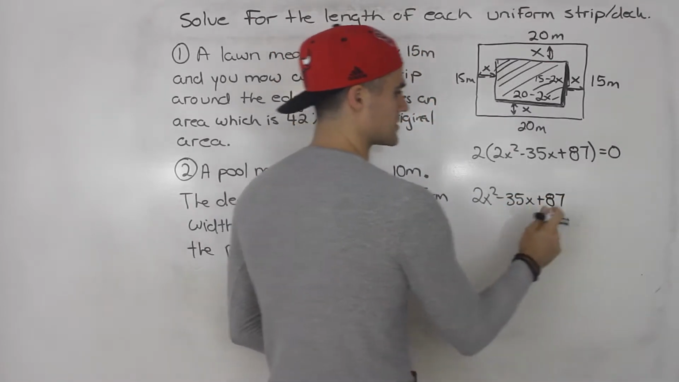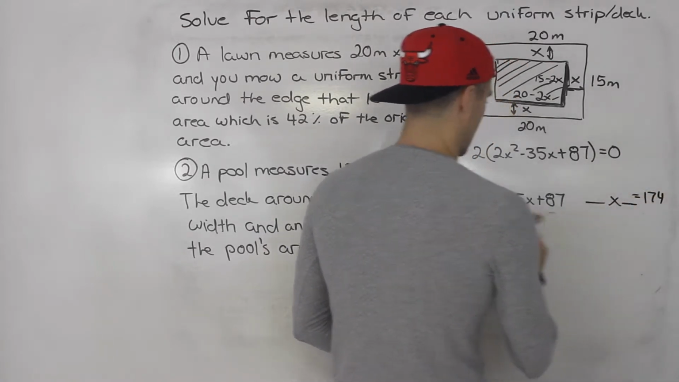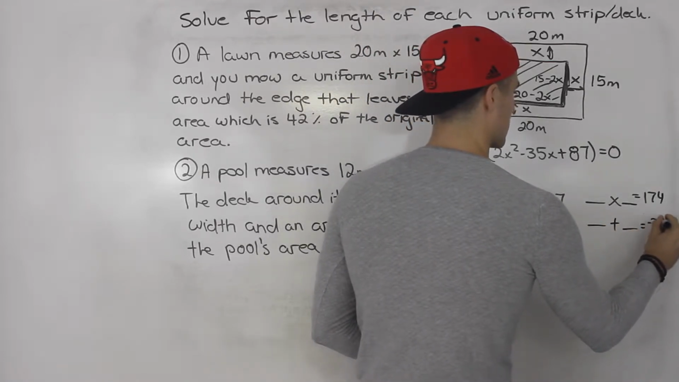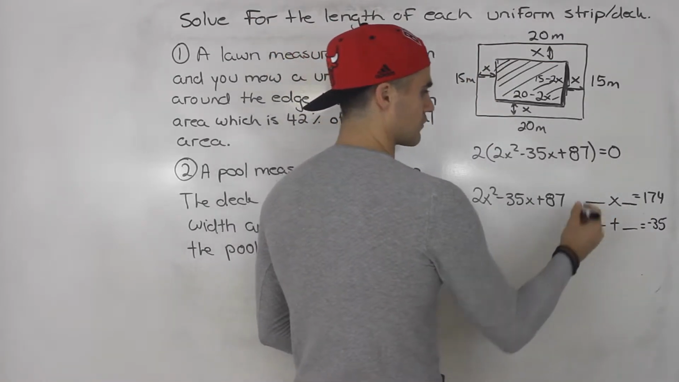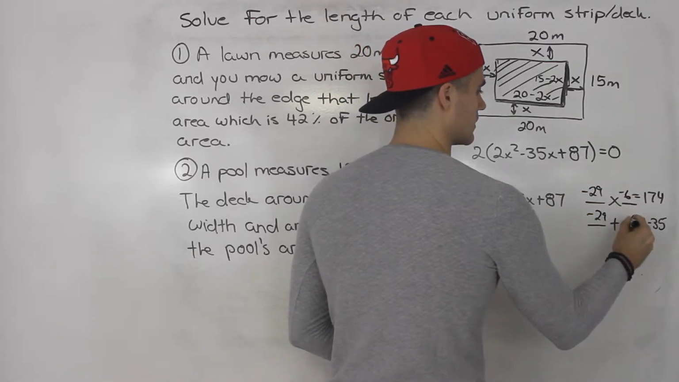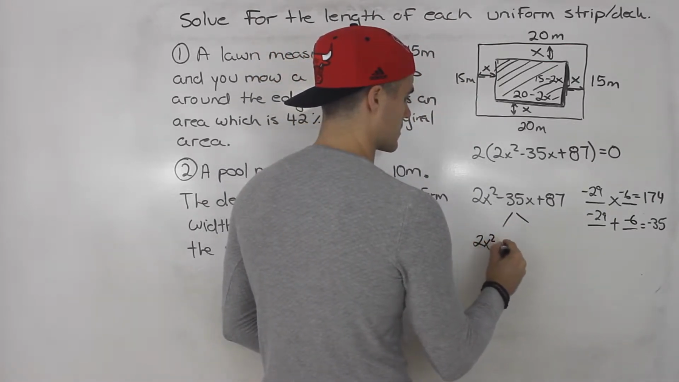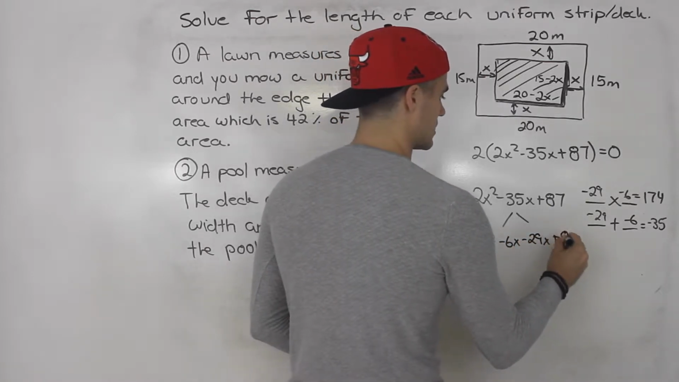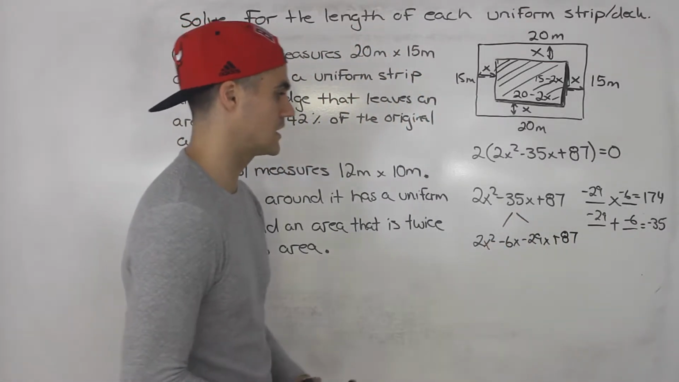So what do we do? 2 times 87 gives us 174. And then the b value is negative 35. So what two numbers multiply to 174 and add up to negative 35? Negative 29, negative 6. So we take this here, 2x squared minus 6x minus 29x plus 87. So we took the negative 35x, decomposed it to negative 6x minus 29x.